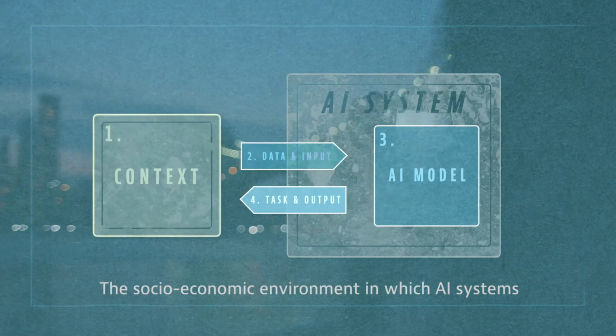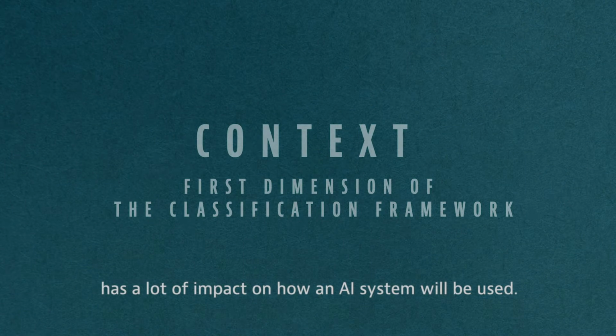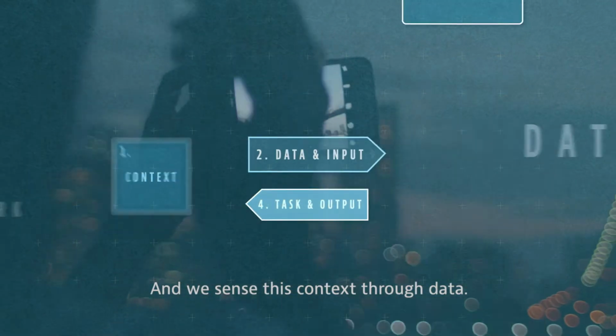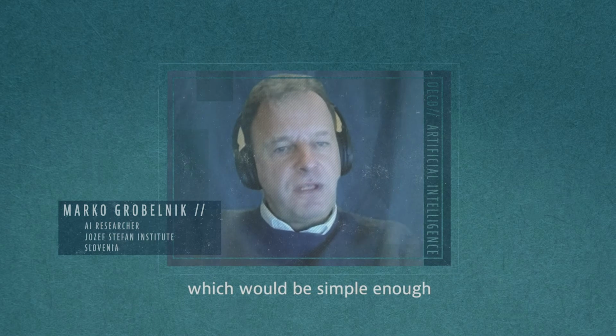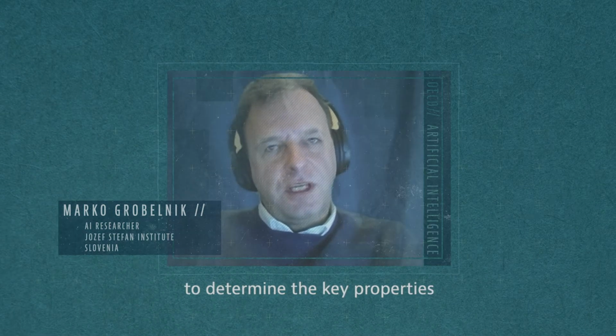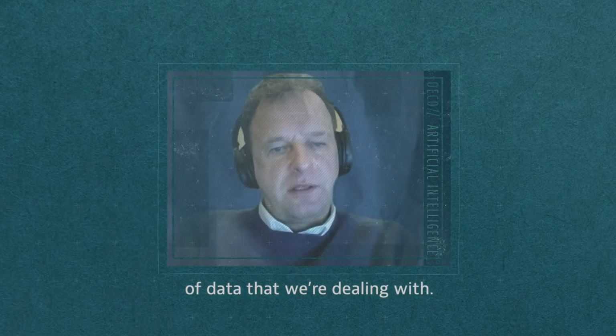The socioeconomic environment in which an AI system is deployed has a lot of impact on how an AI system will be used. And we sense this context through data. Our task was basically to develop a set of indicators which would be simple enough to determine the key properties of data which we are dealing with.